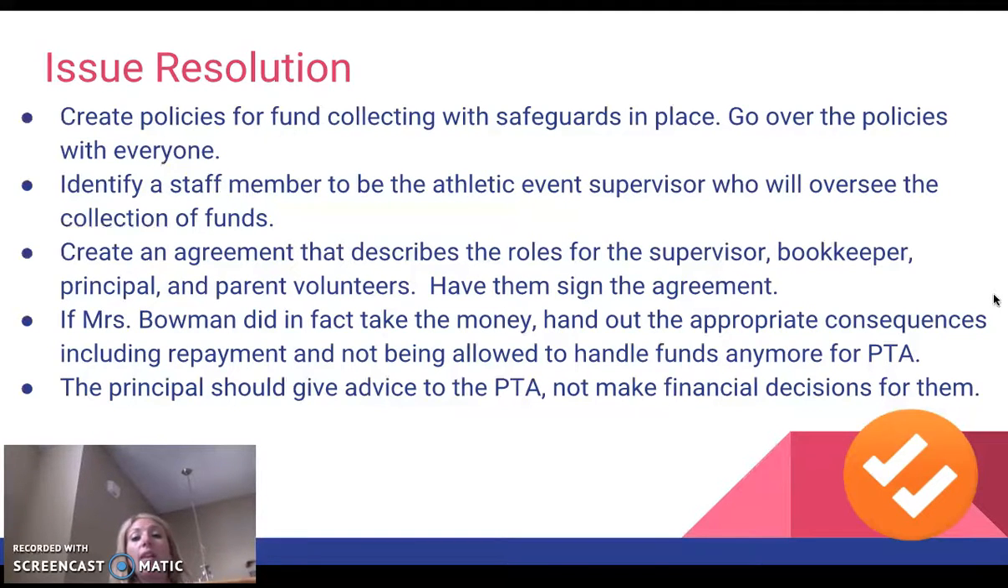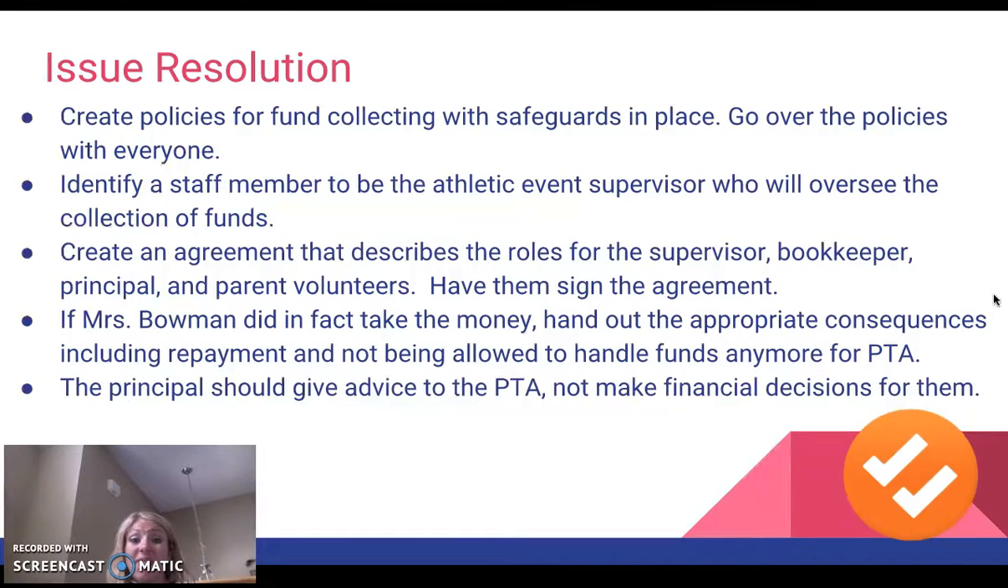And then I would do the same thing with Mr. Stevens. Once the funds got transferred to the supervisor, then it would be transferred to the principal and they again would count it. I would need to create an agreement that describes what the roles are before, during, and after the events for the supervisor, for the bookkeeper, for the principal, and for parent volunteers, and then make sure that everyone signs that agreement saying that they would abide by those rules and uphold their responsibilities.